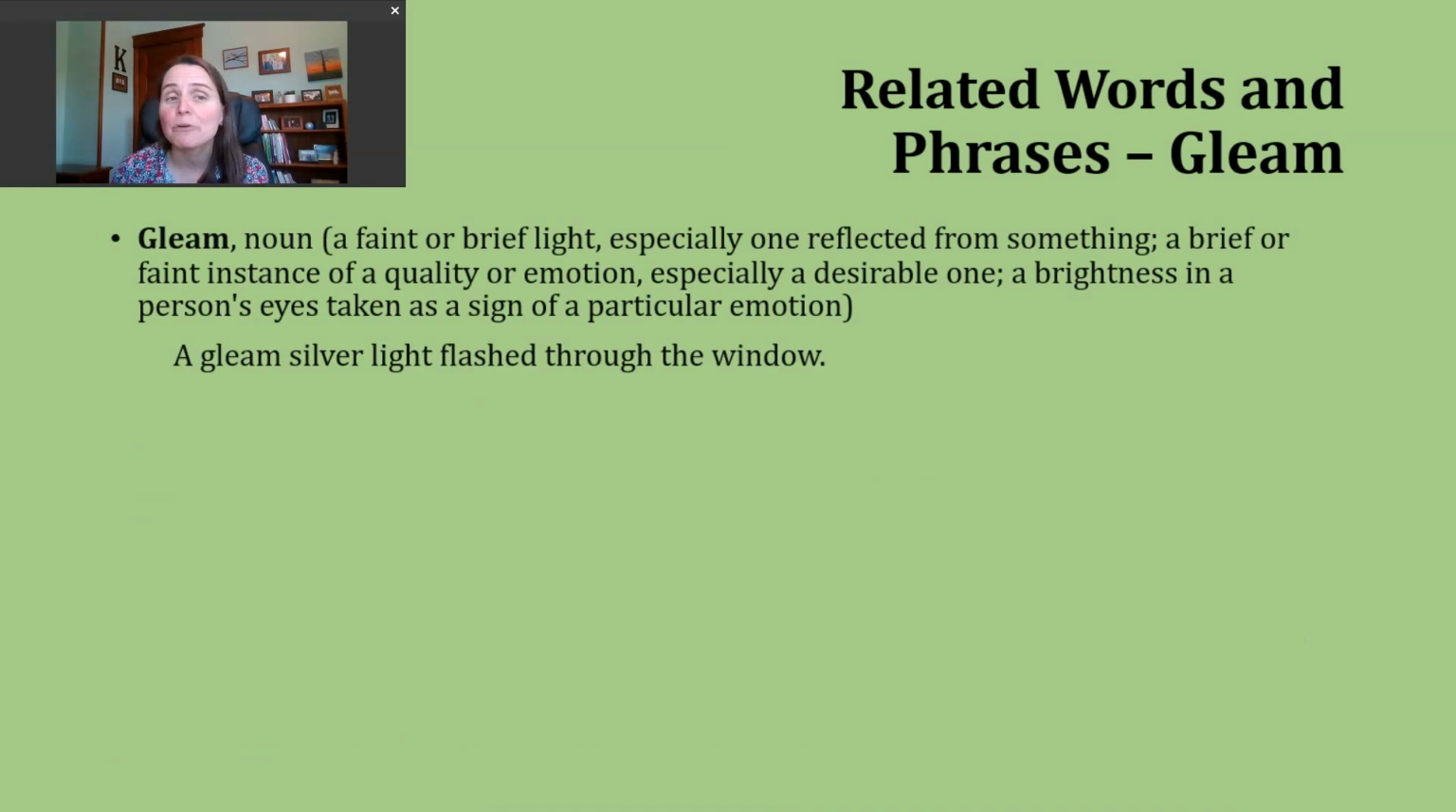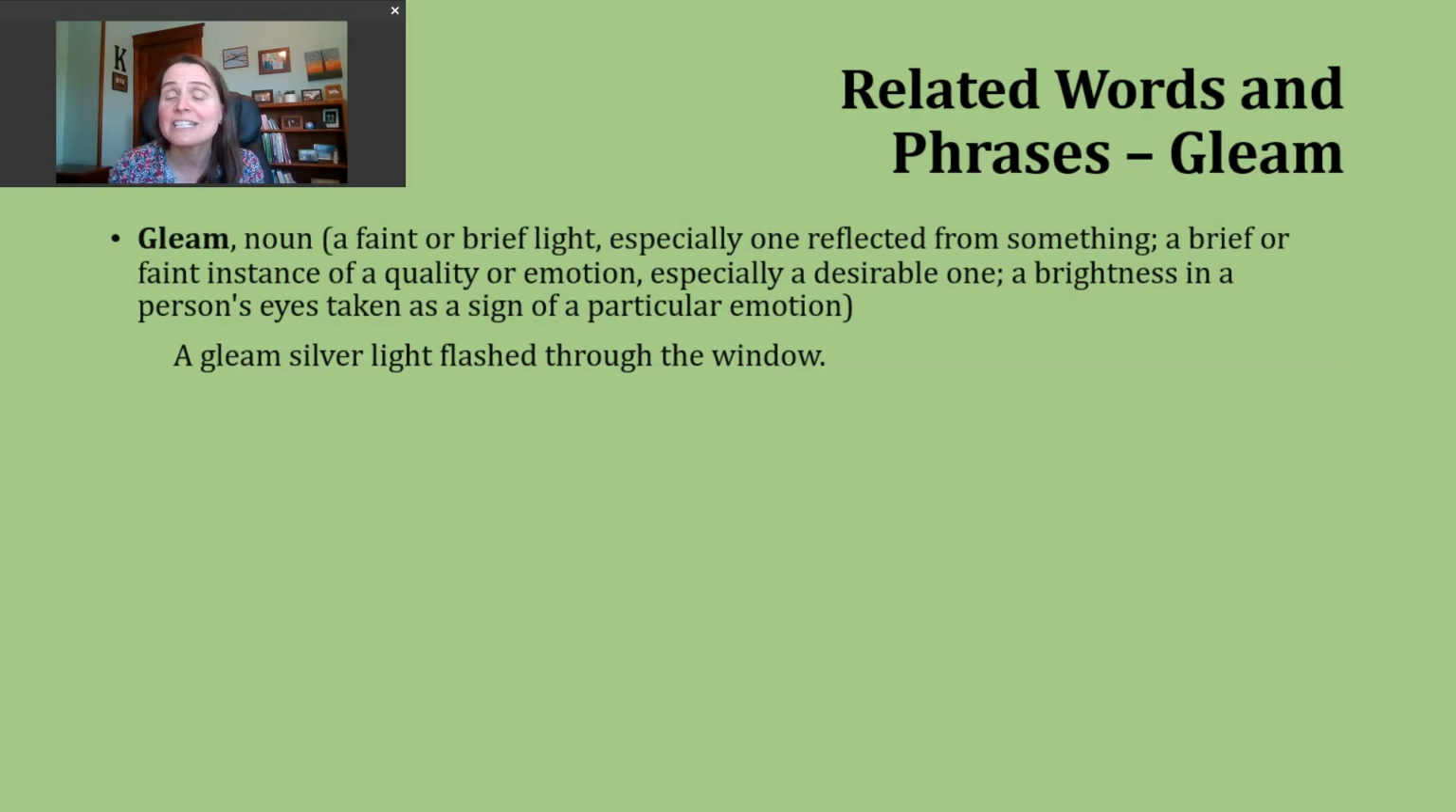The first way you may encounter the noun is to mean a faint or brief light, especially one that has been reflected from something else. An example of this in a sentence might be, a gleam of silver light flashed through the window. Right? So just with this sentence alone, we don't know what that source is or what caused that particular brief light to enter the window, but sounds like something someone might investigate or look into.